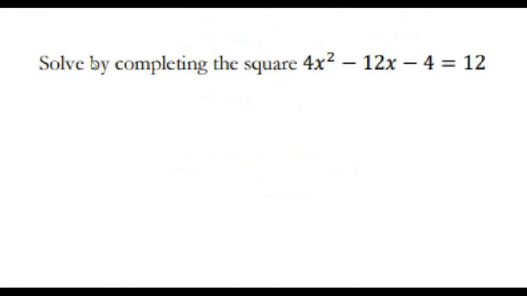Now this is another question. Solve by completing the square: 4x squared minus 12x minus 4 equals 12. This is absolutely the same kind of question as the previous ones, with a slight change. To solve this, we can write it as 4x squared minus 12x minus 4. Now we can take the plus 12 on this side, so it becomes minus 12 equals 0.